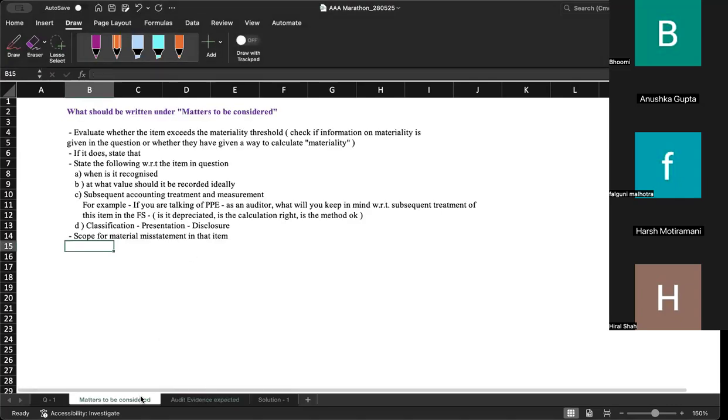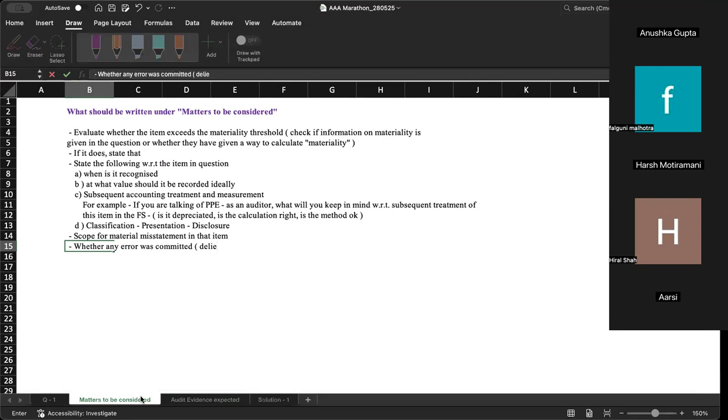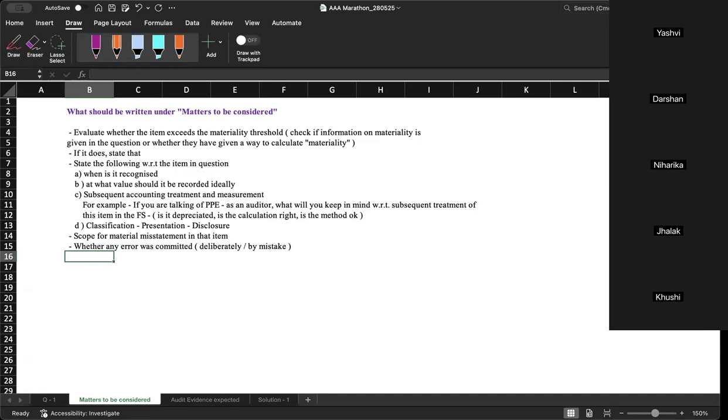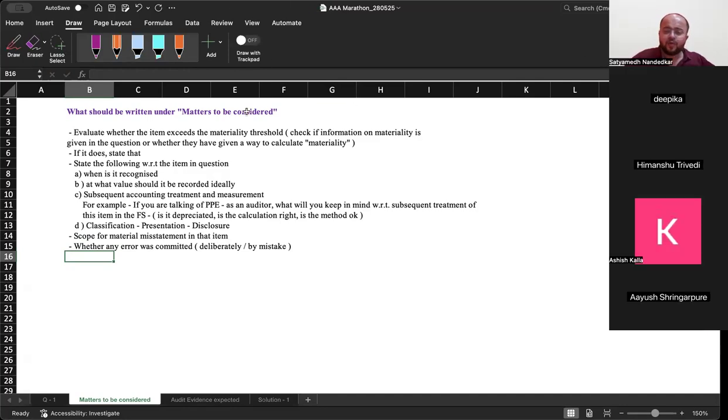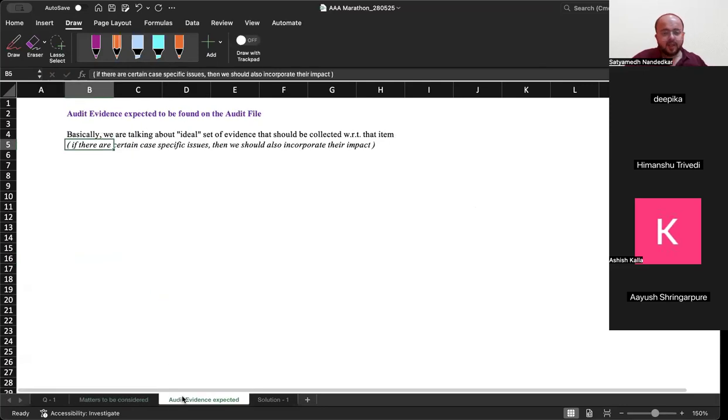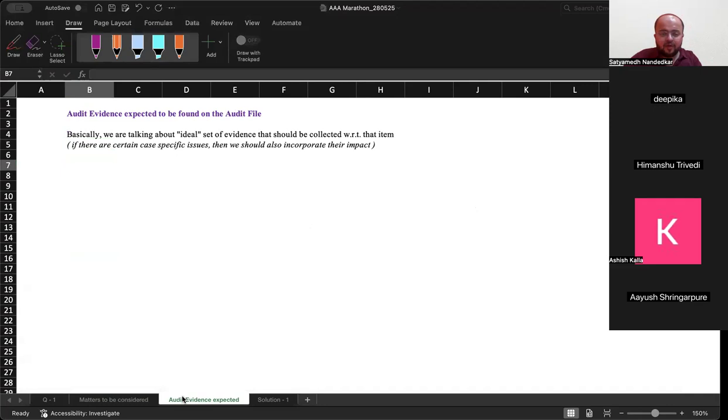Okay, one more thing in matters to be considered: whether any error was committed, deliberately or by mistake. You have to check one of the two, whether any error has happened either deliberately or by oversight or by mistake. Then audit evidence that you would expect to find on the audit file. This is the ideal list of documents that should be there.